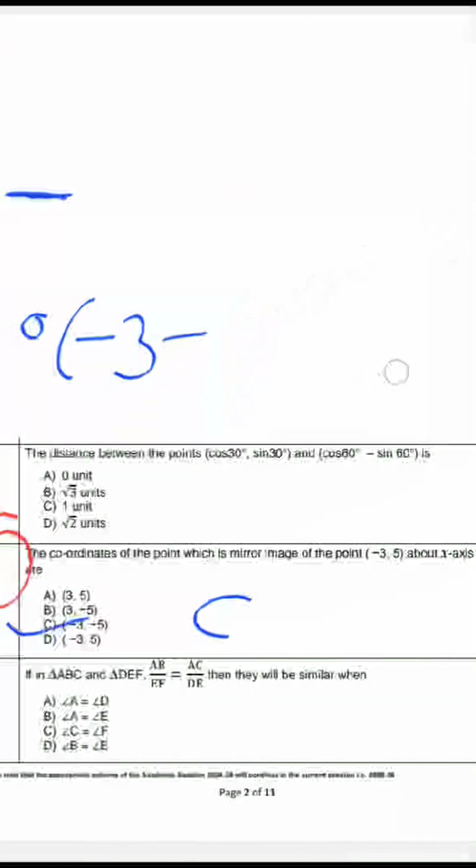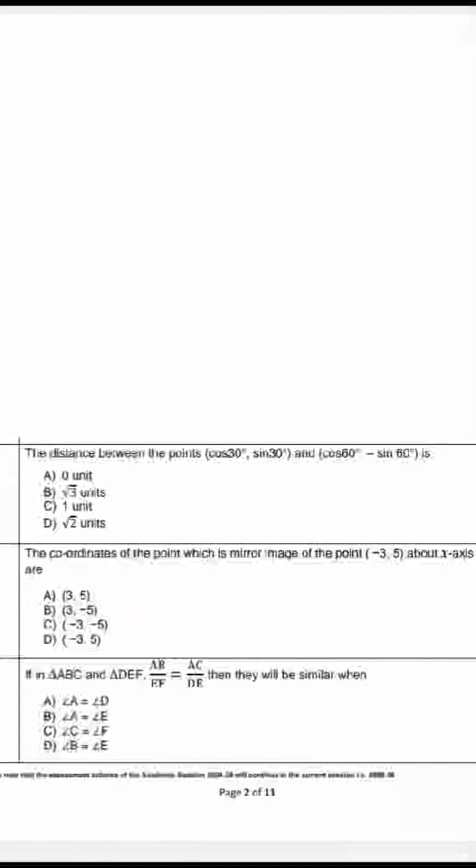Now we are moving on to the next question number 9. In triangles ABC and DEF, they are similar when. So you draw first triangle ABC. Now you draw triangle DEF.